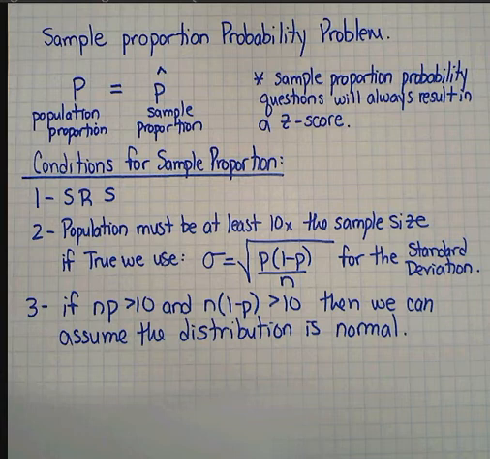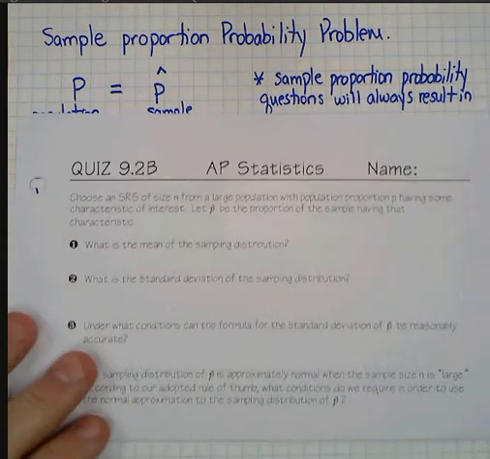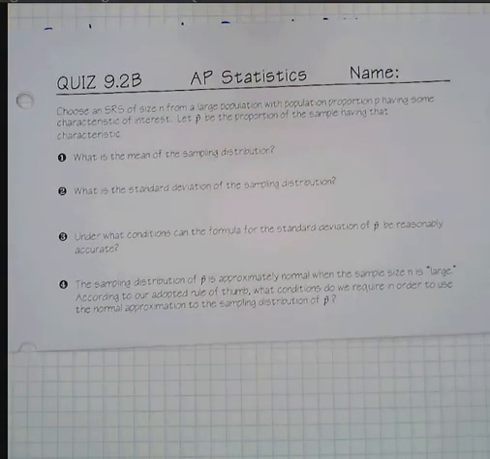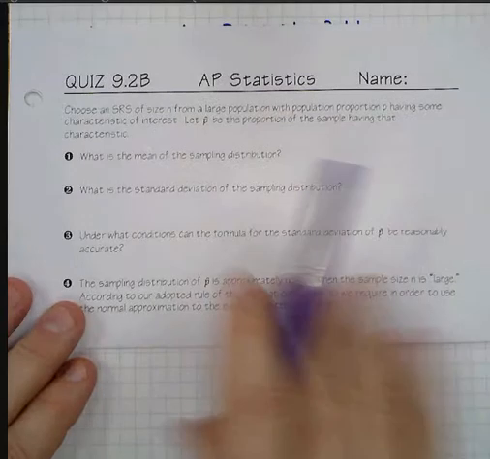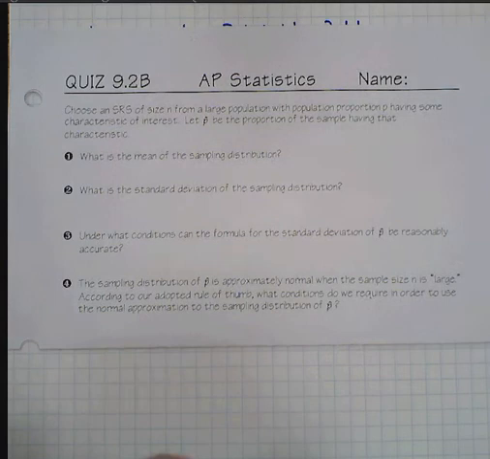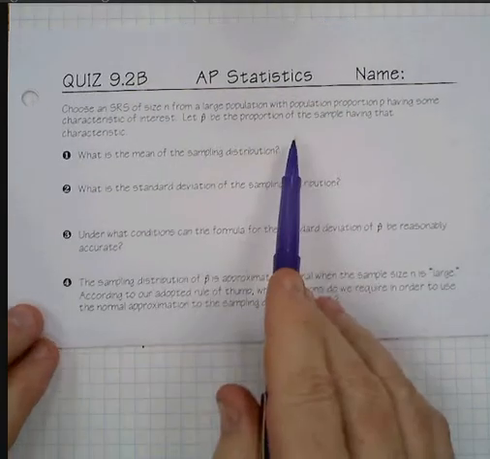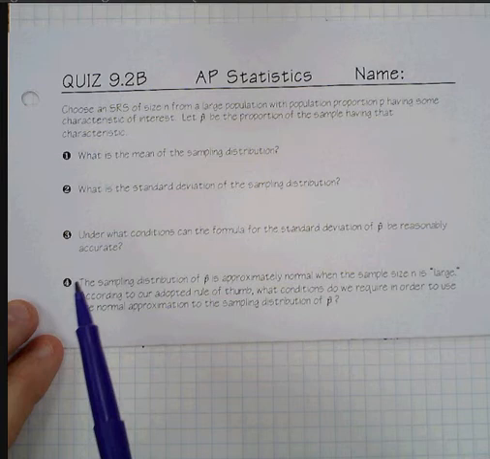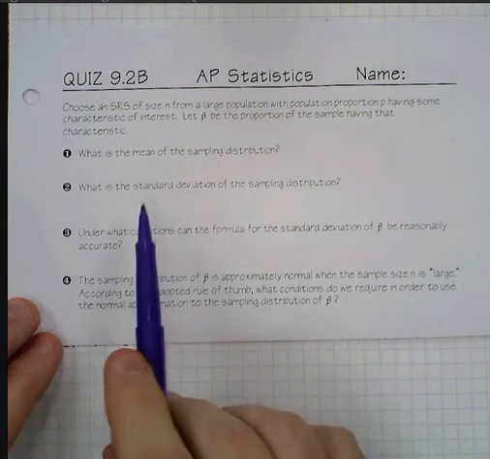For homework tonight, I gave you this question, and it goes through the pieces of what we just talked about. It says we're going to choose an SRS of size n from a large population with a population proportion p having some characteristic of interest. Let p hat be the proportion of the sample having that same characteristic. These are just general questions.